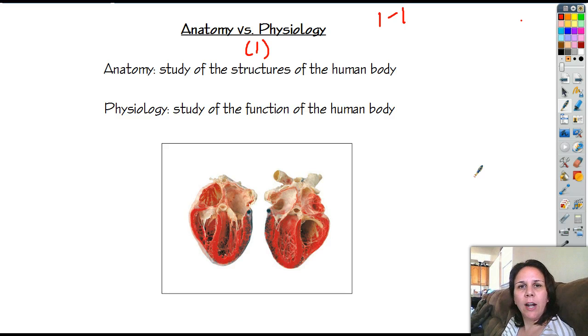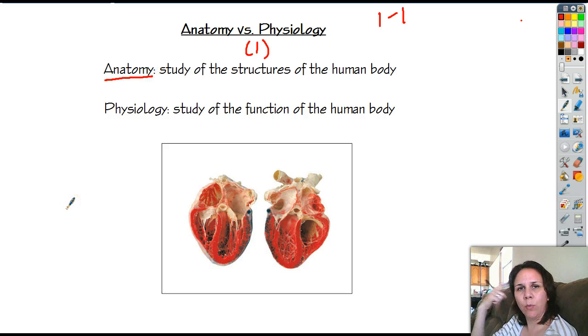So we're going to be starting out with just what the definition of anatomy and physiology is, because under the description, this class is physiology. But physiology is just one component of this class. It's actually anatomy and physiology. So what is the difference between the two? First of all, we have anatomy. And the anatomy is the study of the structures of the body.